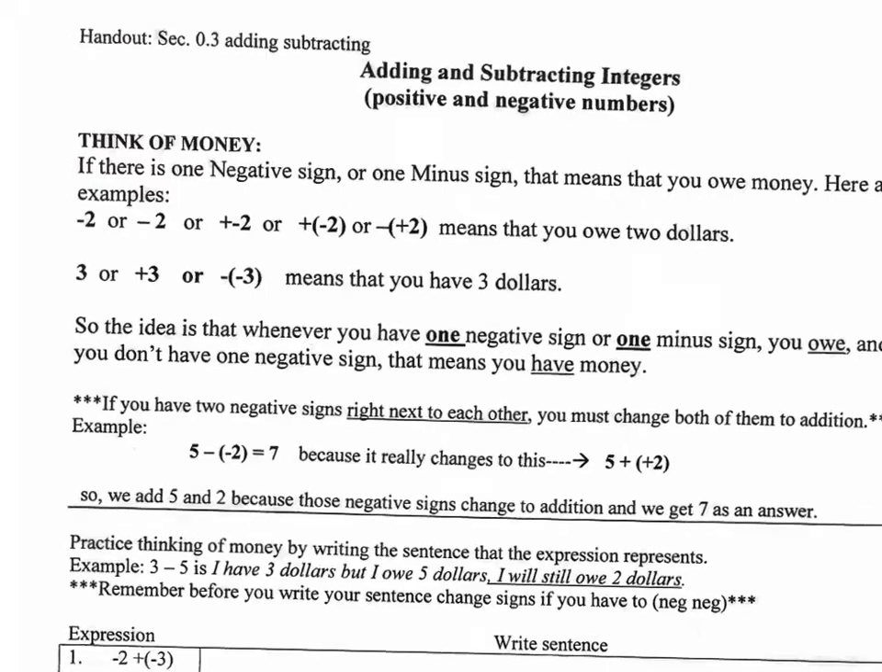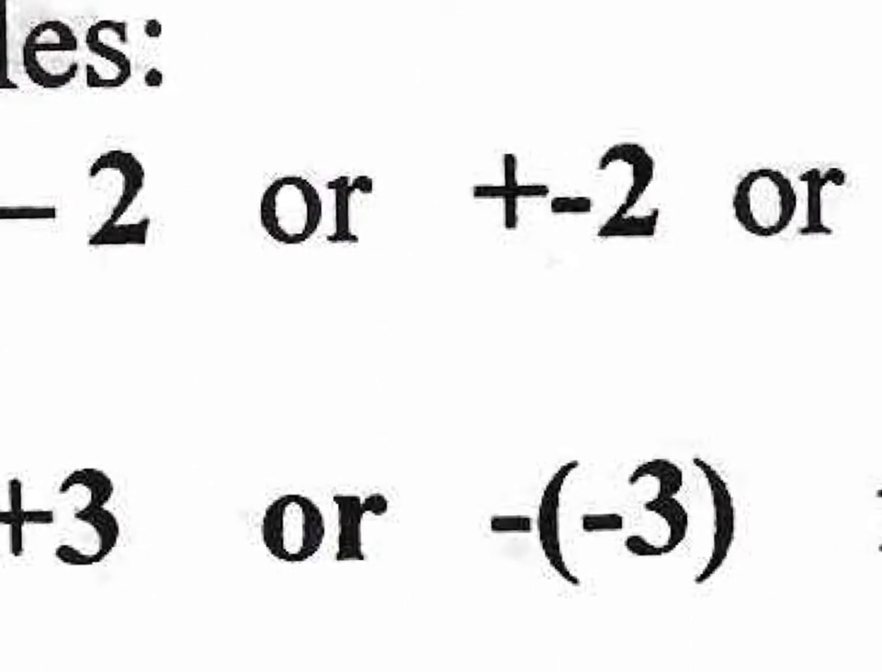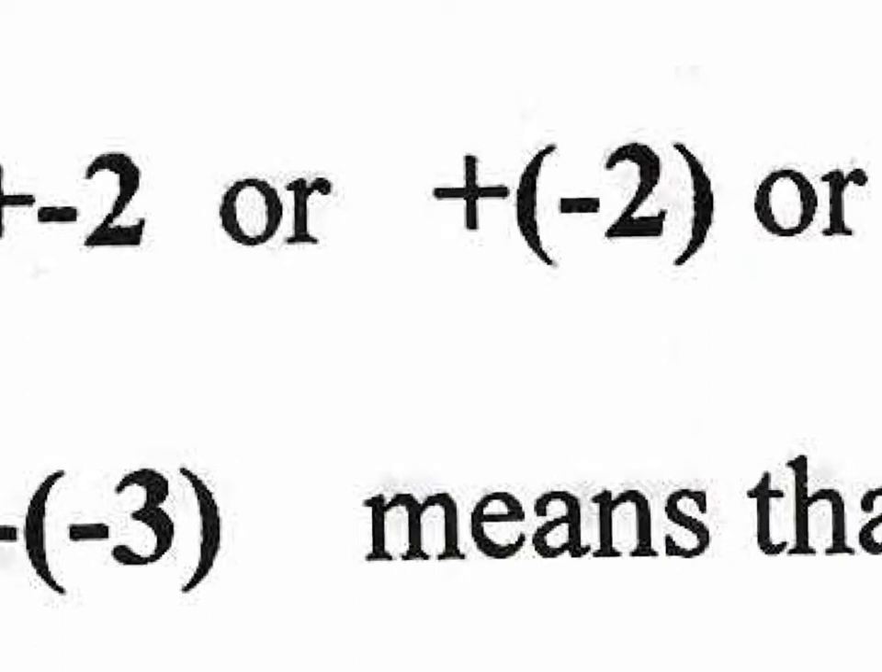And I go, here are some examples. See, this says -2 right here. What would you think? You'd think that you owe $2. Or even -2. You could also think that you owe $2. And you could have technically a plus sign in front of the negative, but it's still one single negative sign. So right there you owe $2 as well. So all these are examples of you owing $2.